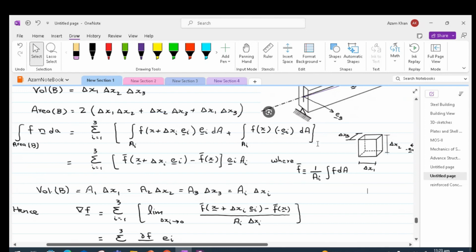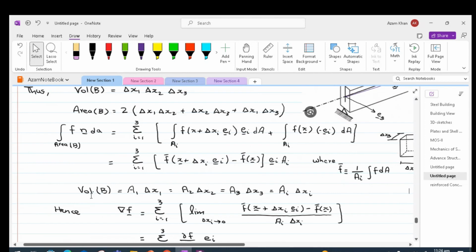The Ai which is divided, that is combined with our function f, and times integral dA. So we write this in a bit simplified form of 1 over Ai integral f dA. Please note, we call that f over bar. So f over bar of x plus delta xi ei minus f over bar of x.